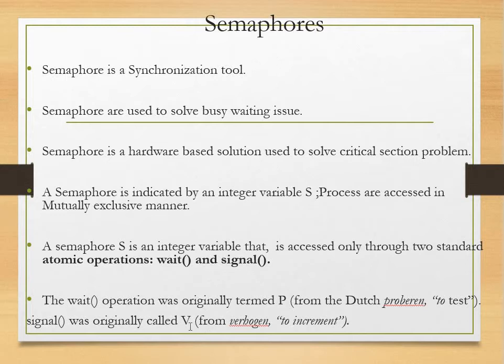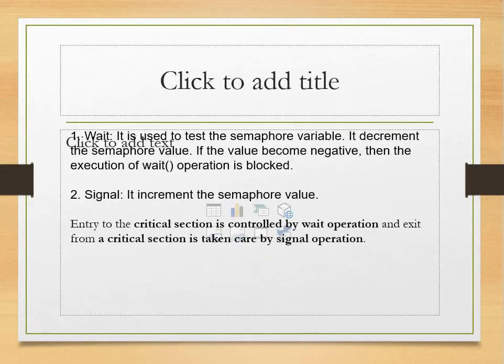Now we'll see the wait operation further. The wait operation is used to test the semaphore variable. It is mainly used to decrement the value. I'll explain in the code part. If the value is negative, this will lead to an indefinite waiting condition. And the signal operation will just increment the semaphore value.